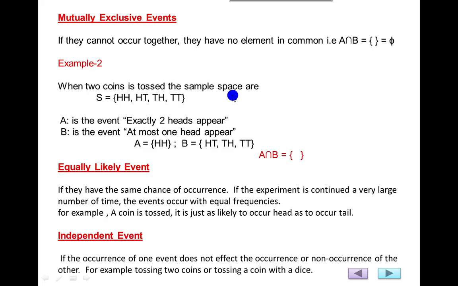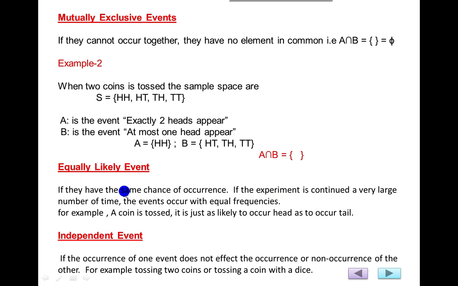And these events occur equally likely and independently. Equally likely means equal chance of occurrence. Suppose you throw 2 coins, both have equal chance of occurrence, maybe head and maybe tail, 50-50% chances. If they have the same chance of occurrence and the experiment is continued a very large number of times, the events occur with equal frequencies. Equal frequencies mean approximately equal, because with the help of frequency you can calculate the relative frequency, and relative frequency is also called the probability.